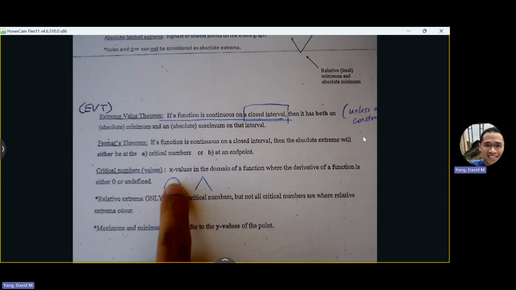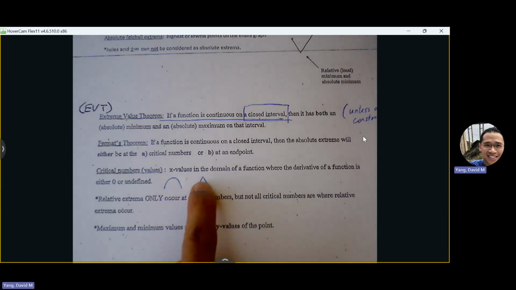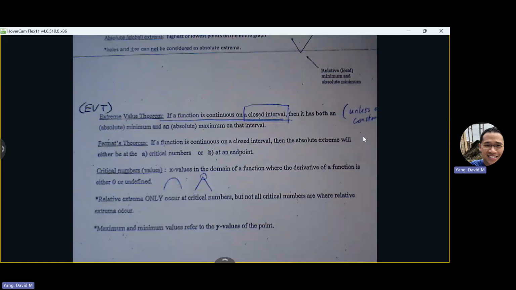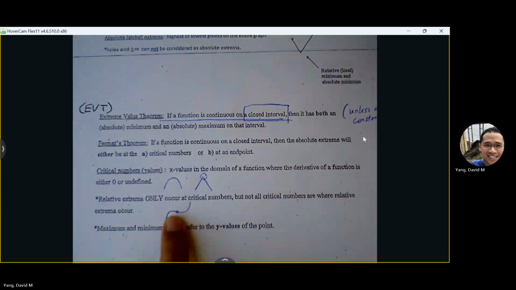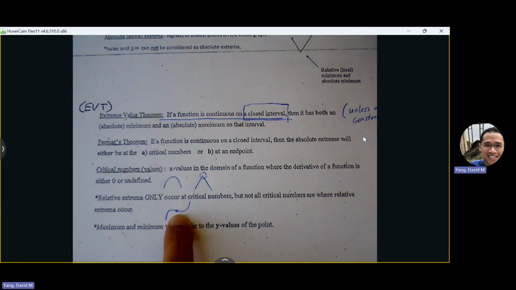Okay, so we want to consider places where slope is 0, but we also want to consider places where slope is undefined, because slope undefined could also end up being an absolute max or absolute min on the graph. Relative extrema only occurs at critical numbers, but not all critical numbers are where relative extrema occurs. Okay. So for instance, if I have a slope 0, this would be a critical value because the slope 0 will show up when you set the derivative equal to 0, but not every critical point is a relative max or a relative min.